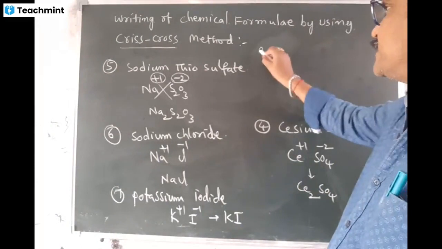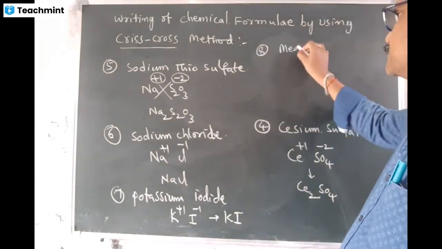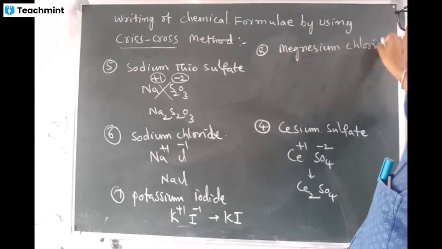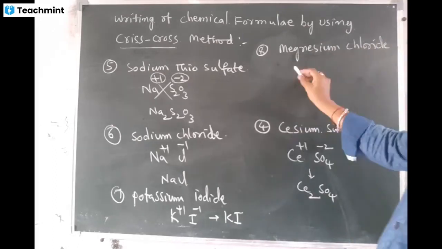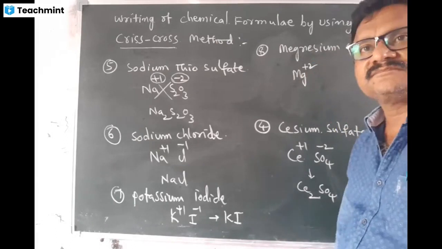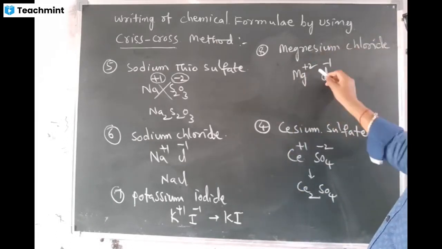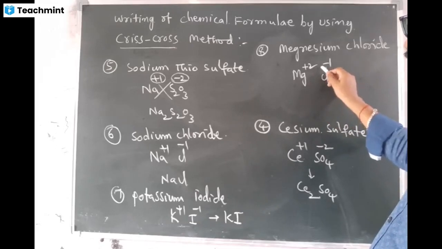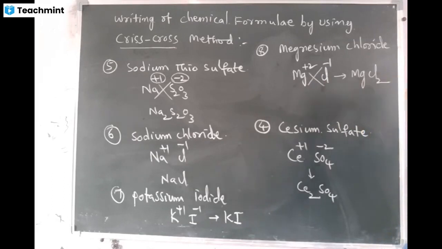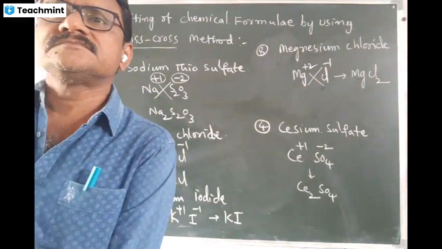Okay, then the next formula, the eighth one, magnesium chloride. Magnesium chloride: how much charge does magnesium have? It has a +2 charge. Magnesium means +2, chloride means -1. Whenever you want to write the formula, you can cross over the charges. By that, what formula do you get? MgCl2. This is magnesium chloride.